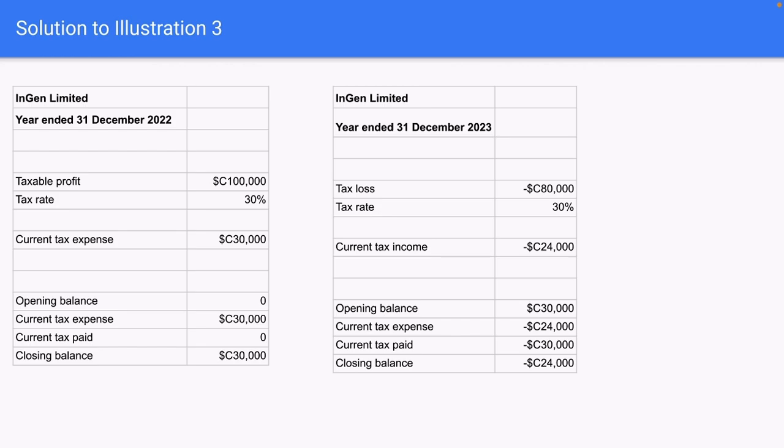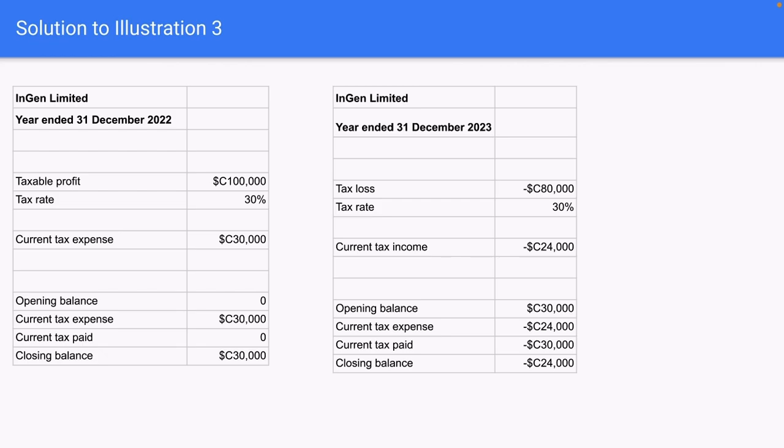Opening balance is nil because they started business in 2022, so there was no way they would have owed any taxes upon commencement. Current tax expense is 30,000 Costa dollars. No tax paid in 2022, and that gives you a closing balance of 30,000 Costa Lunan dollars. Pretty straightforward, and that has answered the two questions. The first bit is the current tax expense, which is 30K.